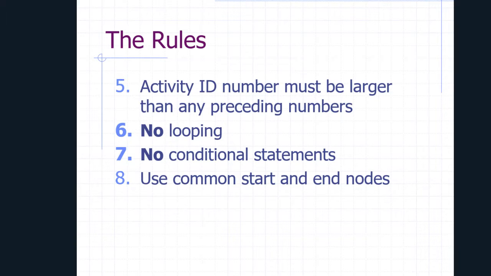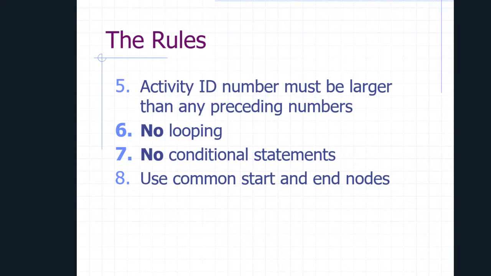Activity ID numbers must be larger than any preceding numbers. So if simplistically we had activities 1, 2, 3, 4, 5, as we go from left to right across the network, 1, 2 and 3 have got to come before 4 and 5. So we couldn't have 1, 2 and 4 feeding into 3. We don't want to see that sort of thing. We want to have a nice flow with increasing numbers.